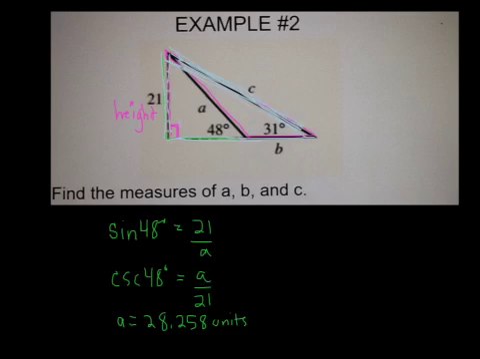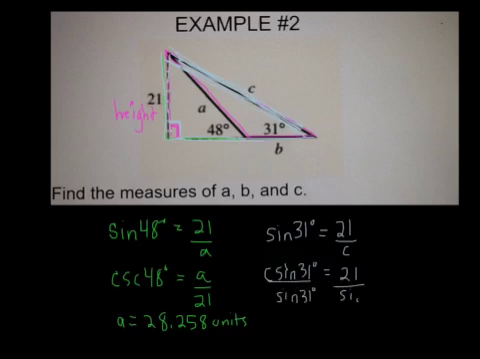So again, dealing with this right triangle, I will set up a sine ratio. Different angle this time, 31 degrees, which means that sine ratio is probably going to be smaller. 21 compared to C, and yeah, C is going to be a bigger measure, very likely a longer unit of length, if I multiply by C on both sides. Again, make sure your calculator is in degree mode. Divide by sine of 31. And I should get an approximate measure of 40.774 units. Do you like how I'm going to 3 decimal places? I don't know if I like it.